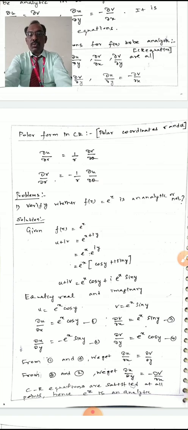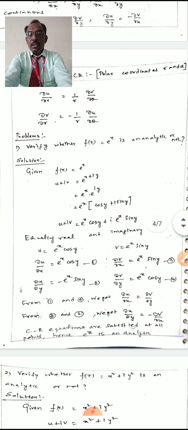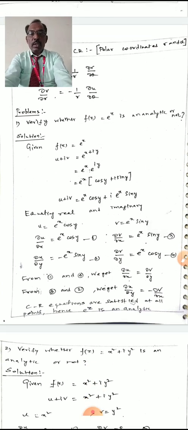We have 2 types of question. One question through Cartesian form, where we have to verify whether the given function is analytic or not, or through polar form, where we have to verify whether the given function is analytic or not. So when do we use Cartesian, when do we use polar? I will explain. In this class I would like to explain only how we can check through Cartesian form whether a function is analytic or not. Definitely in the next class I will explain through polar form.